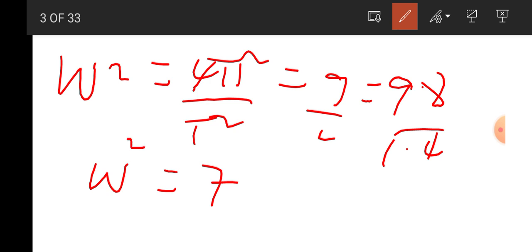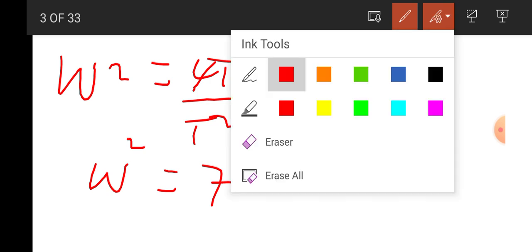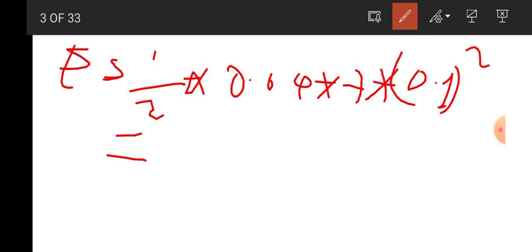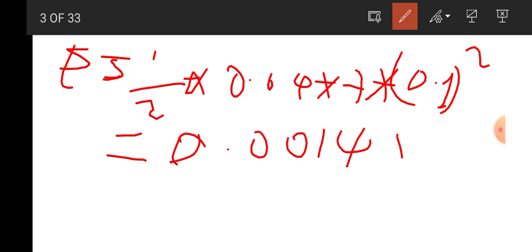Then after we get omega, simply finding the energy remains. Total energy is equal to 1 over 2 times mass, 0.04, times omega square, that is 7, times the amplitude square, 0.1 square. So if you simplify this number, this is equal to 0.0014 joule. This is the total energy.